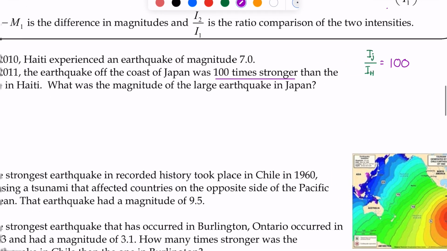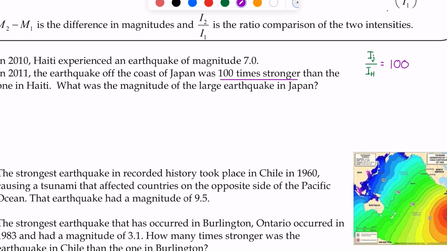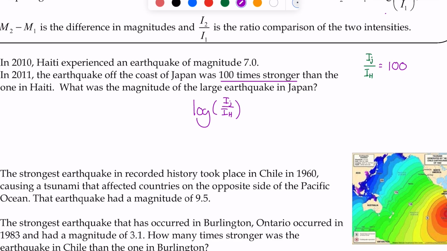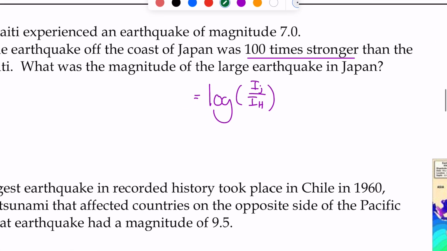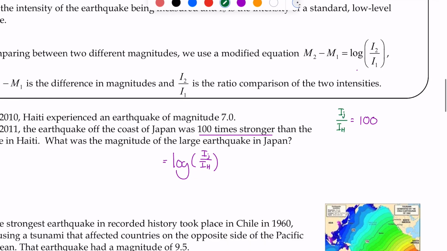So I'm going to have on the inside of my formula here log of the intensity of J over the intensity of Haiti, Japan. And that's going to be equal to, well, whatever is up here, right? So that's IJ. So notice how the formula is I2, I write its magnitude first. So this would be me saying the magnitude of Japan minus the magnitude of Haiti.